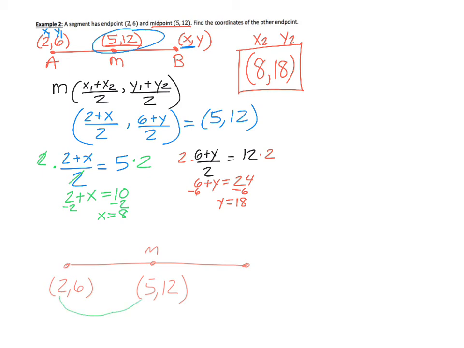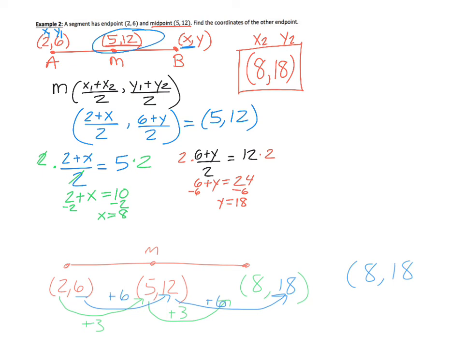So notice how to get from 2 to 5, you just add 3. Now to get the rest of the way, we could do 5, add 3, and that would give us the 8. Let's do that with the Y's. To get from 6 to 12, you add 6. So to get from 12 to the next Y coordinate, we also have to add 6, and 12 plus 6 is 18. So notice how we get the same answer, 8, 18.